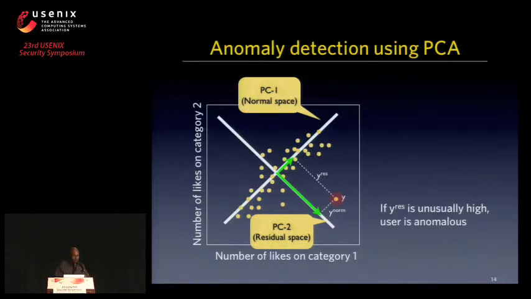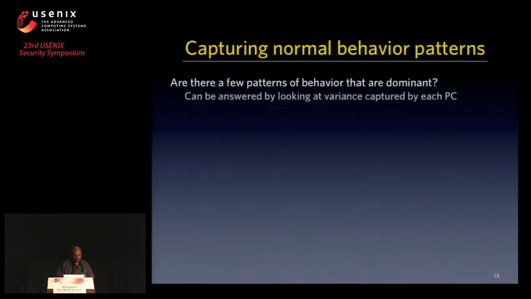Before we jump into actually using this technique to catch anomalous users on Facebook, let's see our main requirement: whether there are a few normal patterns of behavior on Facebook. We will do that by looking at Facebook's like activity. We will define user behavior as the same one I used before, which is the number of likes over many page categories. We will use over 200 page categories as defined by Facebook, and we will apply PCA to this behavior data.